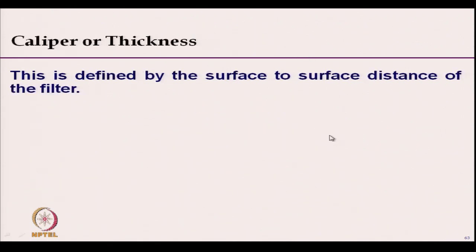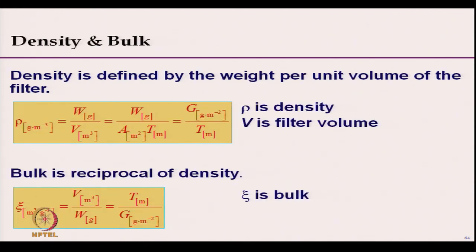Then caliper or thickness, it is nothing but the distance between the two surfaces of filter fabric. Next is density and bulk, and density is defined by the weight per unit volume of filter, where W is weight and volume is V.